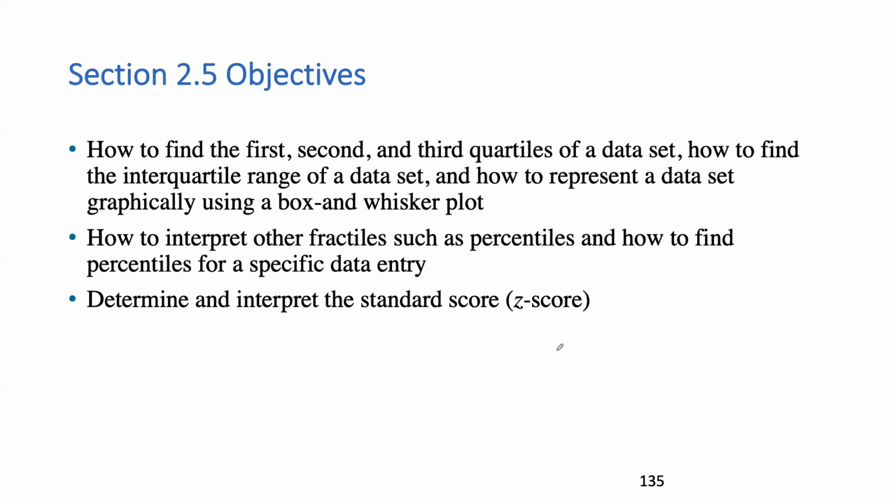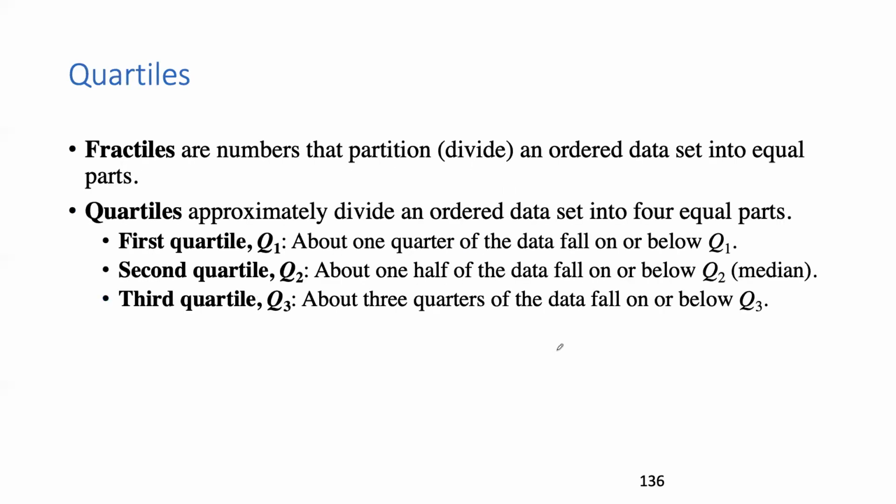Okay, so we'll talk about what we call quartiles and the box and whisker plot, and then we'll finally talk about a percentile and a z-score. Okay, so quartiles is a very simple idea.